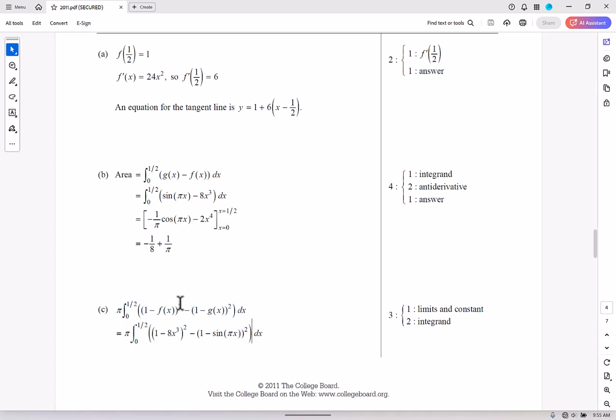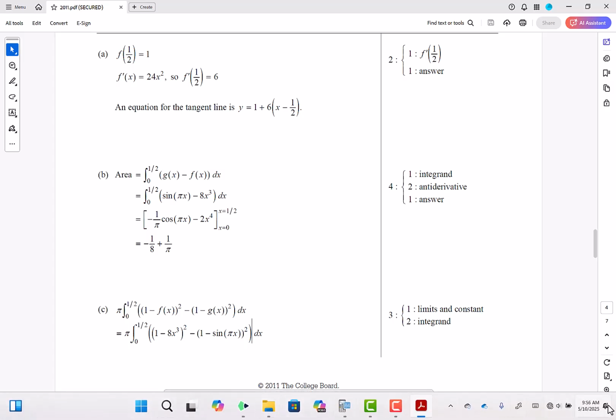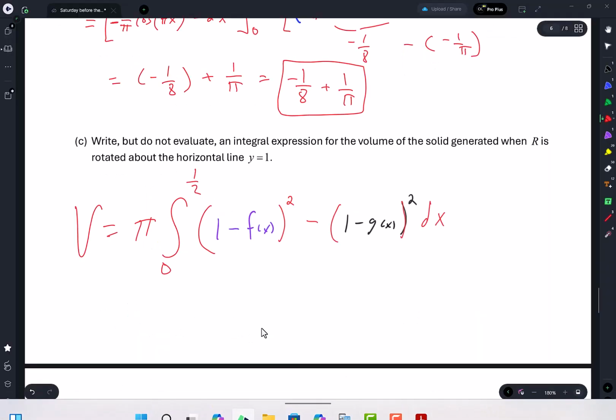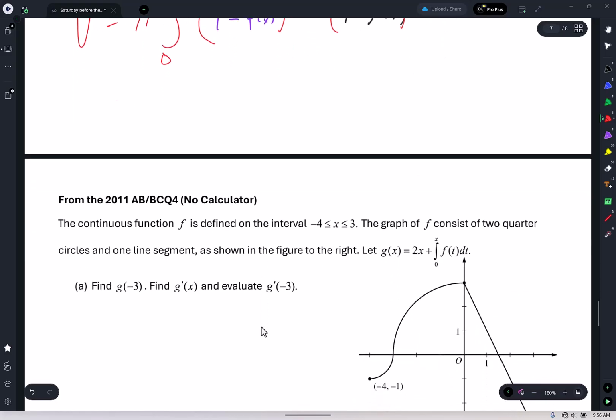1 minus f of x with a square on it. 1 minus g of x with a square on it. Pi on the outside, 0 to half. So we can do this, guys. What do you guys think? All right, look at us. We're ahead of schedule. I'll go ahead and upload this.